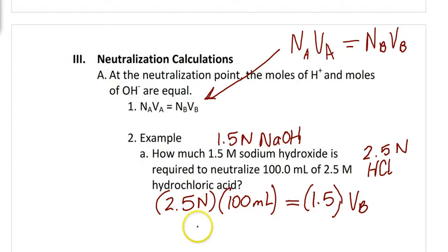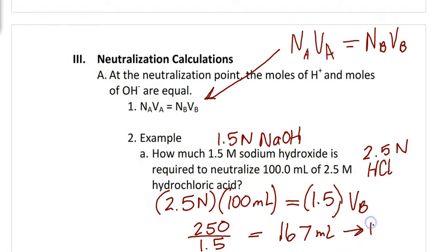So 2.5 times 100, that is 250, divided by 1.5. Let's calculate that real quick. Y'all have your calculators, right? You're doing this, you're not just watching me. Okay, so that's 167 milliliters. However, we need 2 sig figs, which would be 170 milliliters of base, sodium hydroxide.